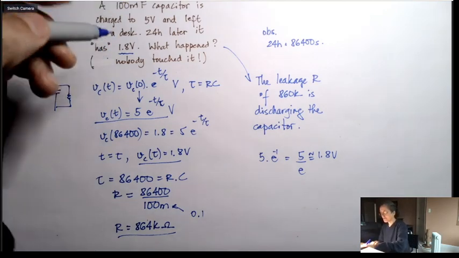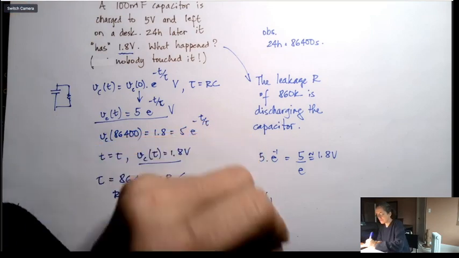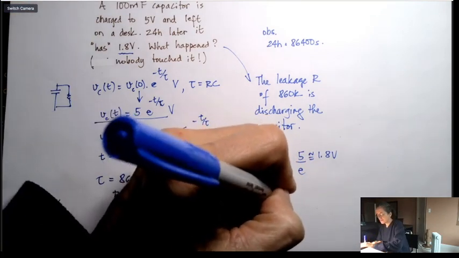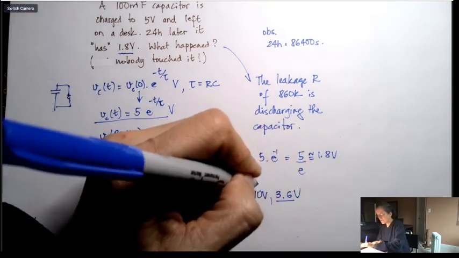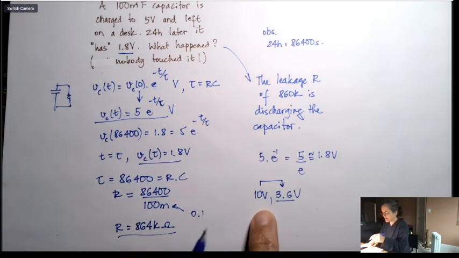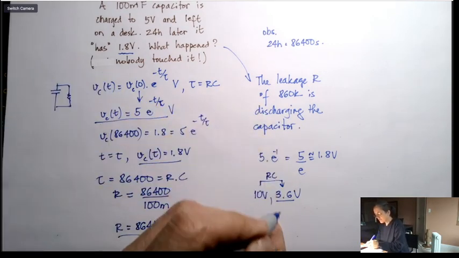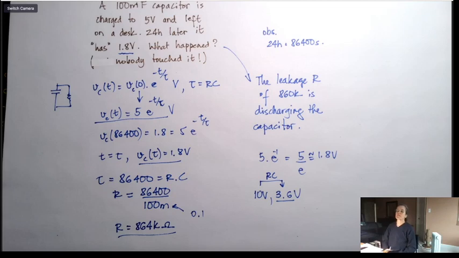But I only remember actually 10 volts, and I remember 3.6 volts. So it takes tau, it takes RC seconds to go from 10 volts to 3.6 volts, to lose 64% of the voltage. So that's the idea of a time constant. I hope this helps. If this doesn't help you solve the homework 8 question 9, please let me know and I'll post a video that's a little bit closer to that question.